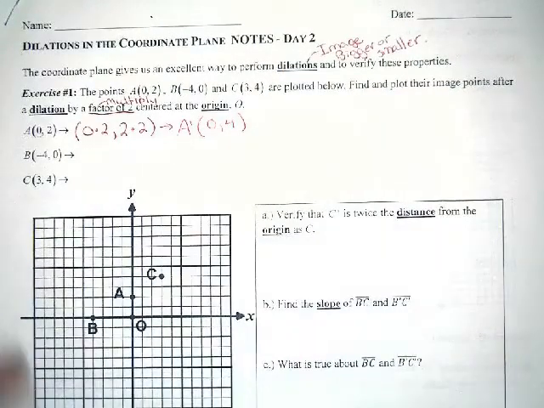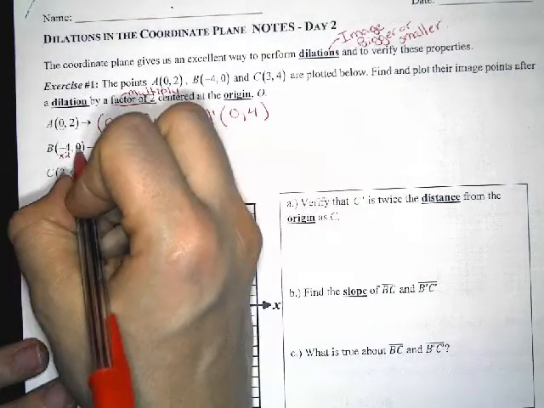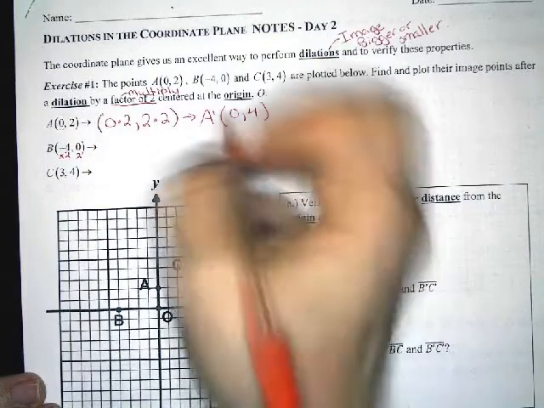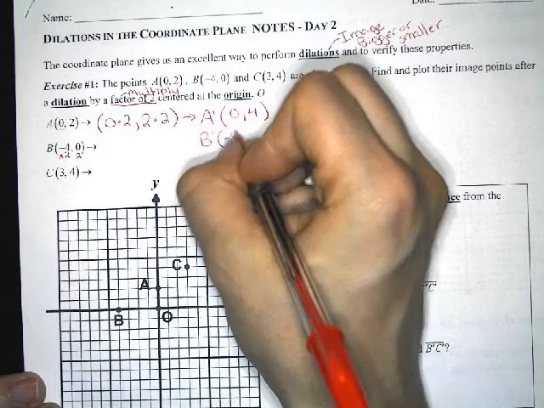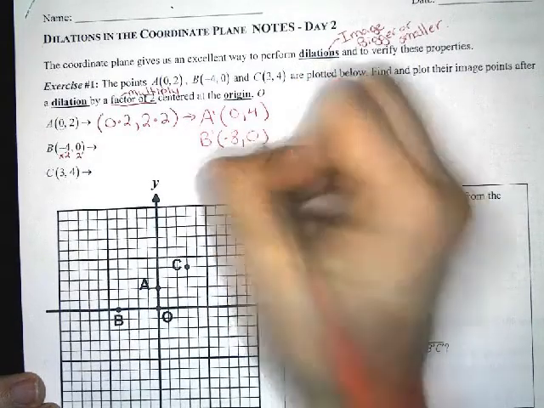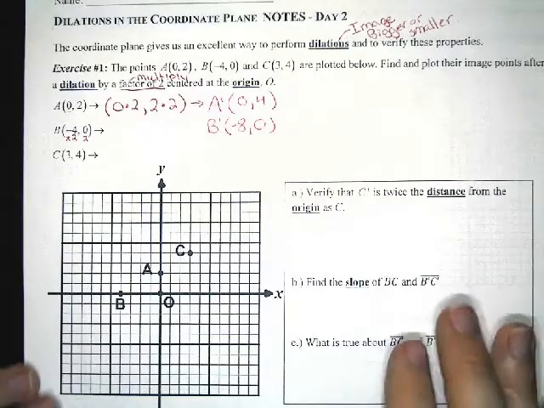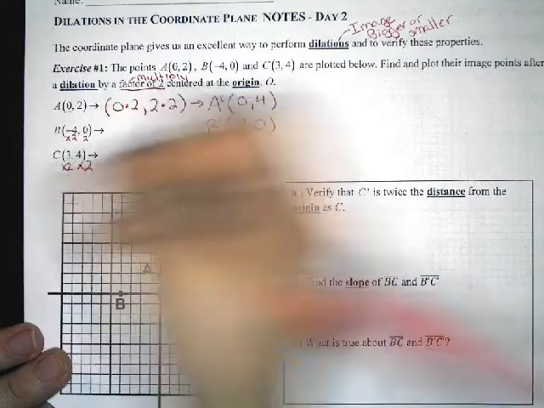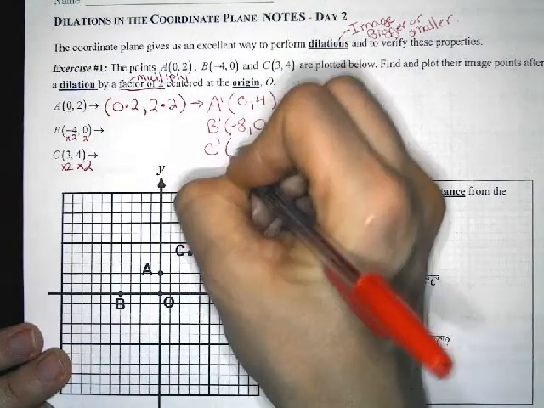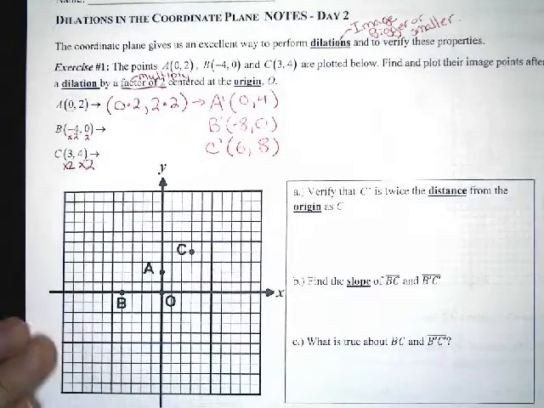Okay, and then we would do the same thing to all the coordinates. So I'm going to take this negative 4 and multiply it by 2, and I'm going to take this 0 and multiply it by 2. That'll give me my new B prime coordinates of negative 8, 0. And I'm going to do the same thing to C. C is going to be multiplied by 2, multiplied by 2. So C prime becomes 6, 8.